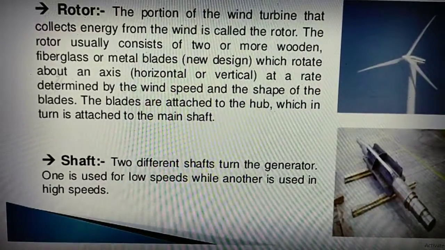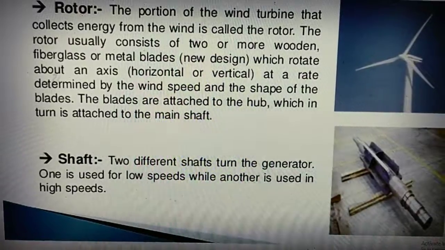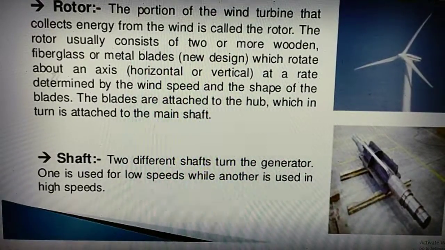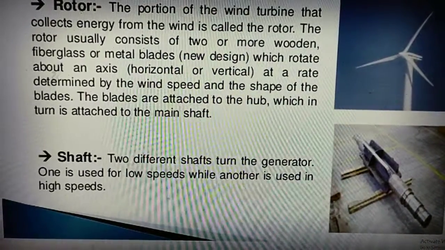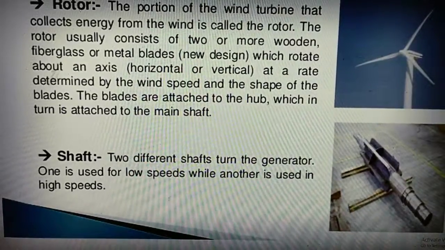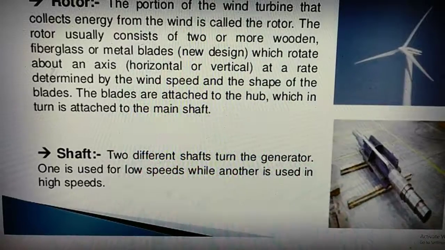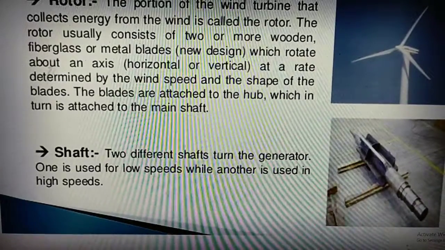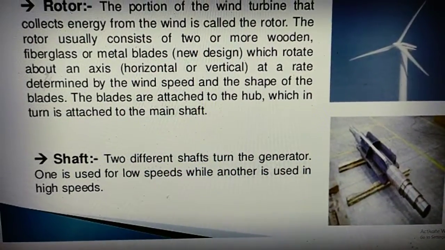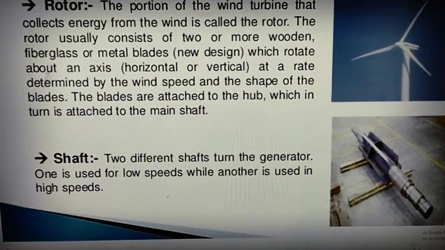The blades are attached to the hub, which in turn is attached to the main shaft. So what do you mean by shaft? There are two different shafts to turn the generator. One is used for low speed while another is used for high speed. It consists of the pole.